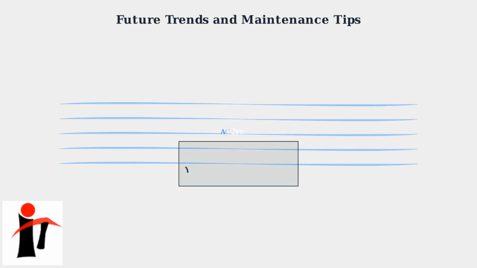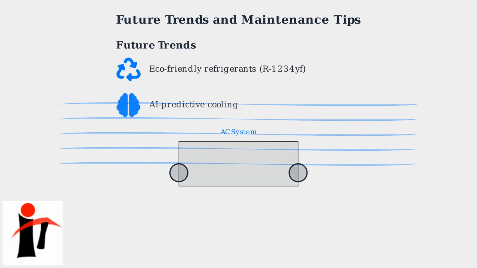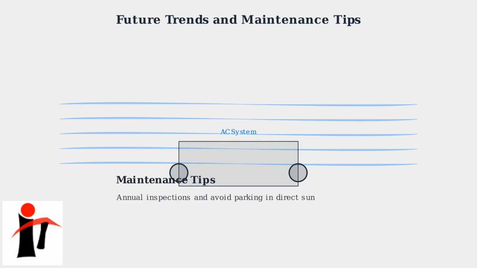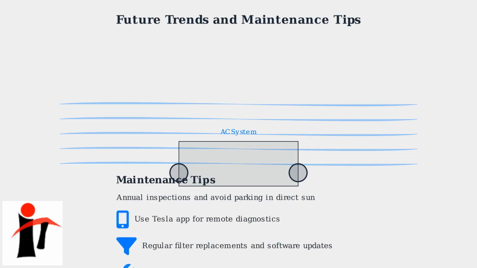Looking ahead, the trend is towards eco-friendly refrigerants like R1234YF, which are better for the environment and more efficient. AI predictive cooling will automatically adjust based on your route and weather data. Future models may even feature solid-state refrigerants that eliminate leaks entirely and regenerative cooling that recycles waste heat from the motors. For maintenance, perform annual inspections to catch issues early and avoid parking your Model 3 in direct sunlight to reduce cabin heat buildup. Use the Tesla app for convenient remote diagnostics.